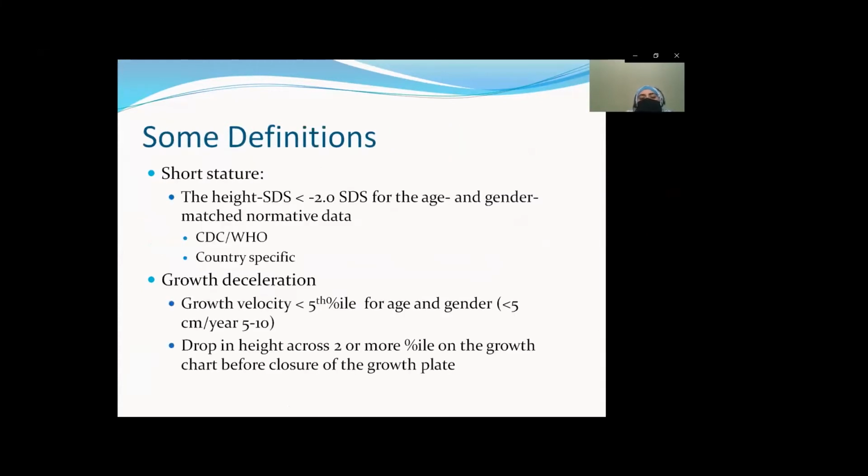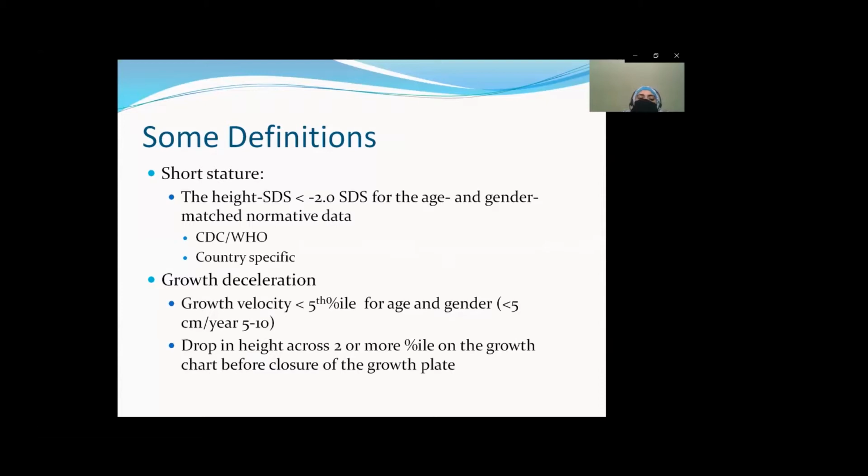Some terms for people who don't typically take care of children. Short stature is defined as height that is less than 2 standard deviations for age and gender matched normative data. We typically use CDC or WHO curves, but there are country-specific growth curves as well. And if there is one available for that particular child, for that country, they should be plotted on it.